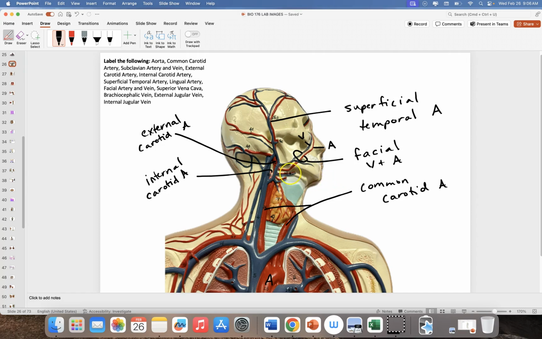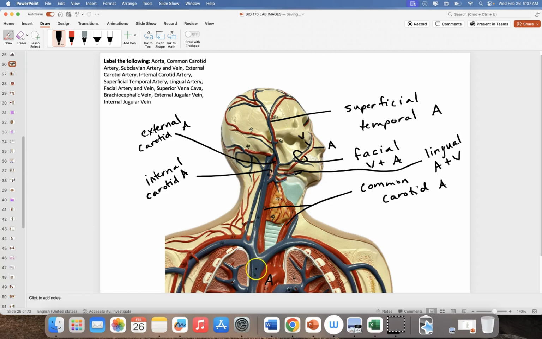We then have this grouping of vessels here. They are going to be supporting the tongue, and therefore they will be the lingual artery and vein. And again, the oxygenated vessel will be the artery, and then below it, the deoxygenated vessel will be the vein.